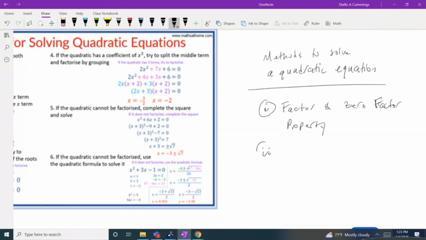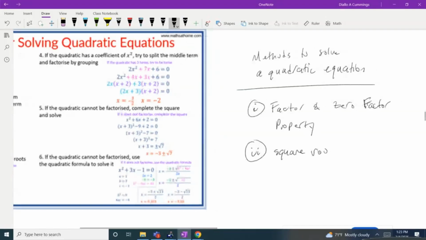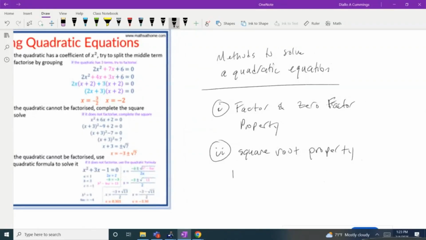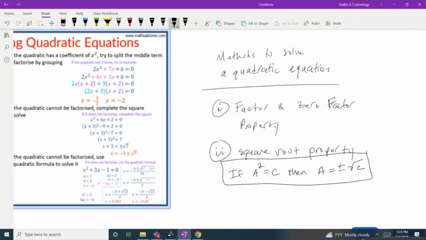The second method is the square root property. And the square root property says if a squared is equal to c, then a is equal to plus or minus the square root of c. We're going to take a look at these.